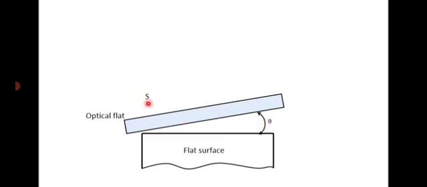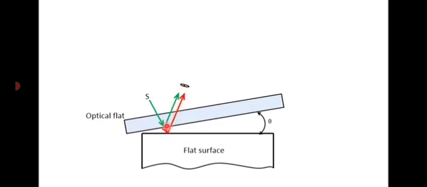Consider a ray of light from a monochromatic light source falling on the upper surface of the optical flat. Here one monochromatic light is coming from this source. The light ray is partially reflected at this point and partially transmitted through the air medium, and then it gets reflected from the flat surface, and these two rays reach the eye.